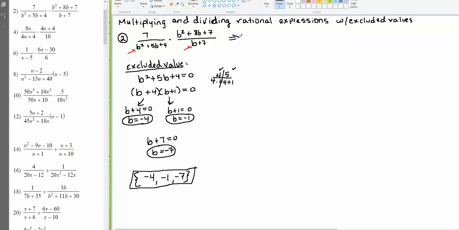Now, to simplify this, because it's multiplication, we just need to multiply across. Now, one of the things that I'm going to do is I'm going to substitute in the factoring for this one and this one in just a bit. B squared plus 8b plus 7, right? I'm multiplying across, so the 7 times this over this one times this. Now, remember that this one is actually these two factors. B plus 4 times b plus 1 times this one, b plus 7.